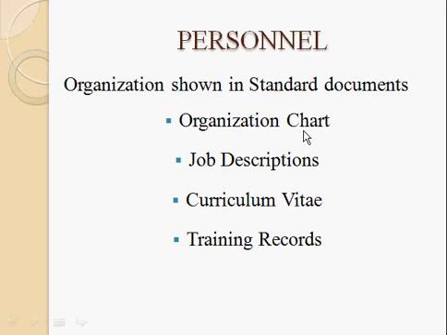So personnel, as I told you, are very important, and personnel can be seen in your organization chart. Organization is shown in a standard document. So you must have an organization chart, job description, curriculum vitae, and training record. All this is important. Whatever number of scientific or non-scientific personnel you have, you must have all these documents available in your record.